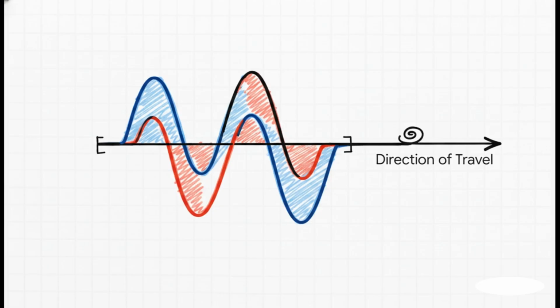Furthermore, if you simply divide the magnitude of E by H, you get Z0. That's the intrinsic impedance of free space, which is exactly 120 pi ohms, or roughly 377 ohms. The math perfectly dictates the physical structure of the wave.